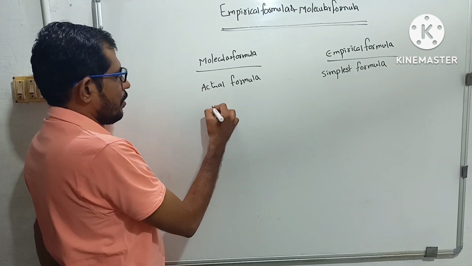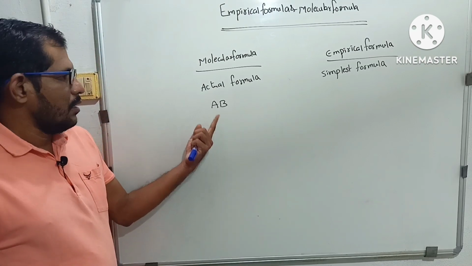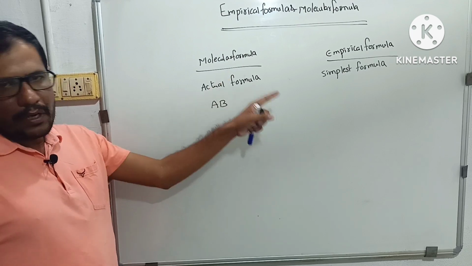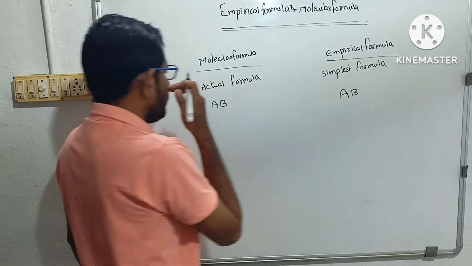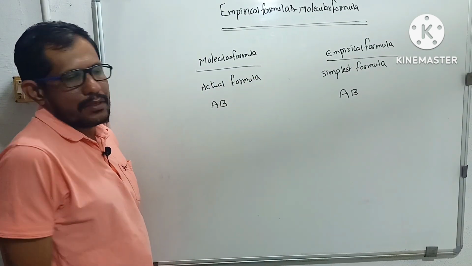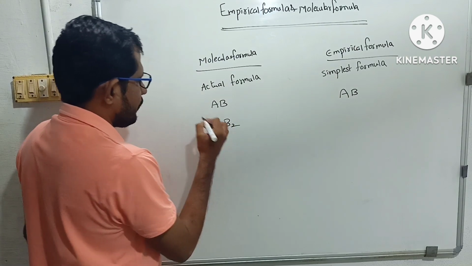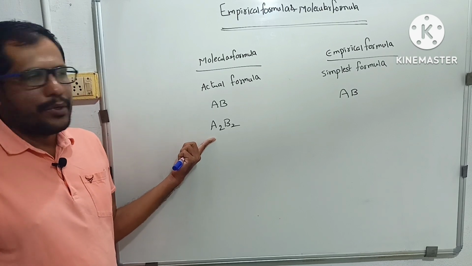First I will write the molecular formula. Assume that AB is a molecular formula. For this, the empirical formula is also the same, AB. I am taking another molecule with the molecular formula A2B2.